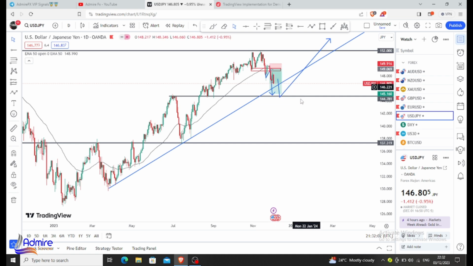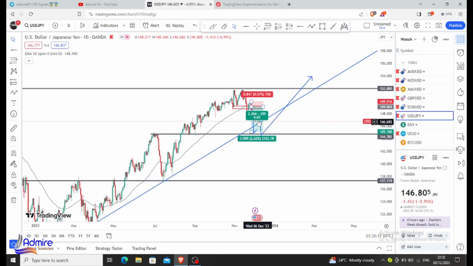Okay, so looking for price to still continue selling into this level, the 144.781 area, and a bullish continuation to the upside, guys. Price to come to this area, and we can take more bullish continuation to the upside. So that's it for this week, guys.